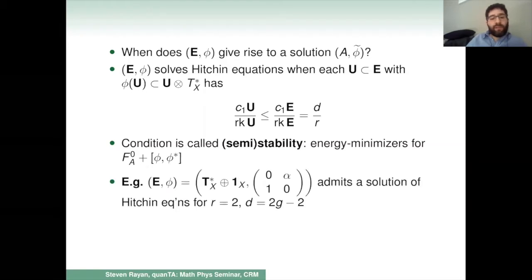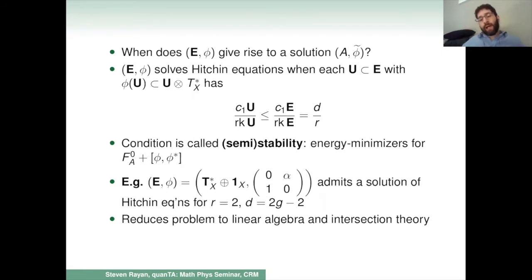So this is a theorem originally due to Hitchin. And, for example, the example that I showed you earlier with the 1 plus T star and the 2 by 2 anti-diagonal matrix, this is stable, if you like, for the reason that there are no proper invariant subbundles. T star is being mapped to this side, 1 is being mapped to that side, so there's really nothing to check here. And that means that it automatically admits a solution of the equations for rank equal to 2. And the degree here actually happens to be 2g minus 2, where g is the genus of the Riemann surface.